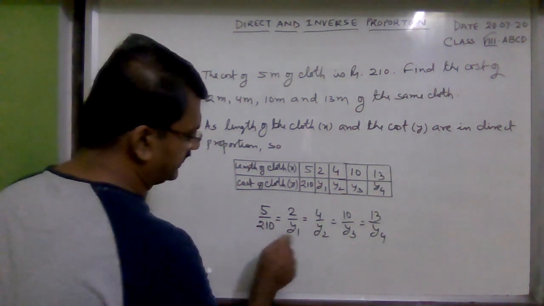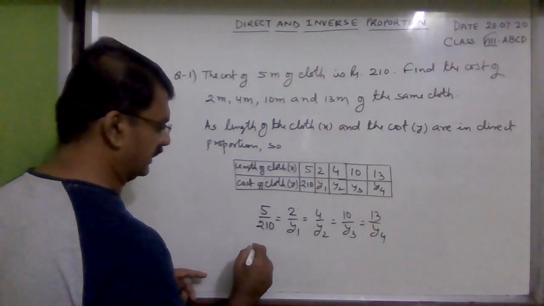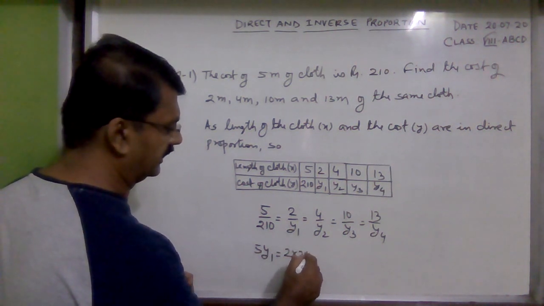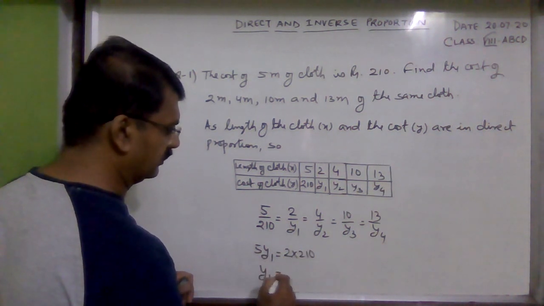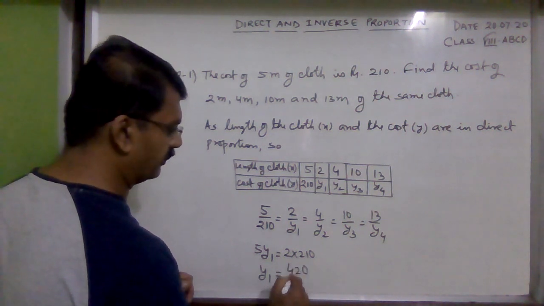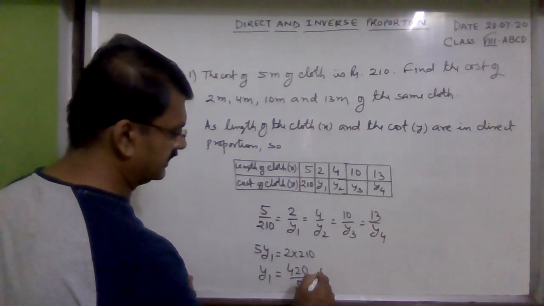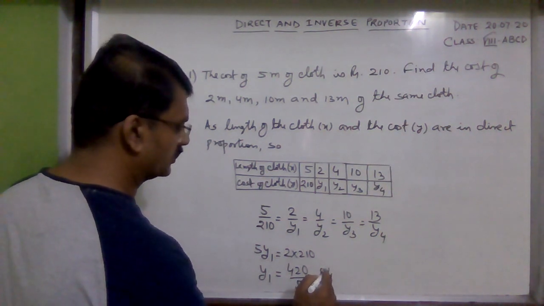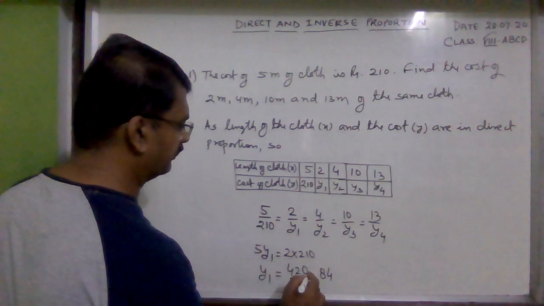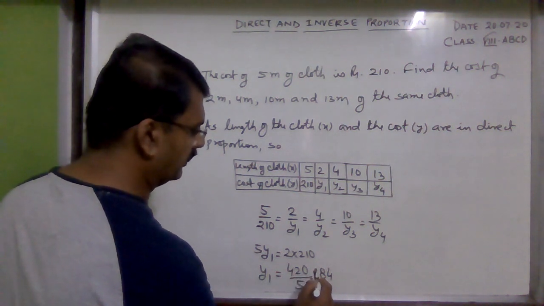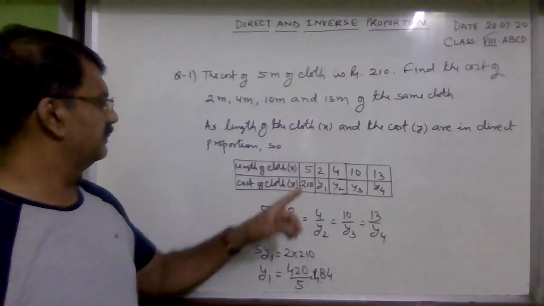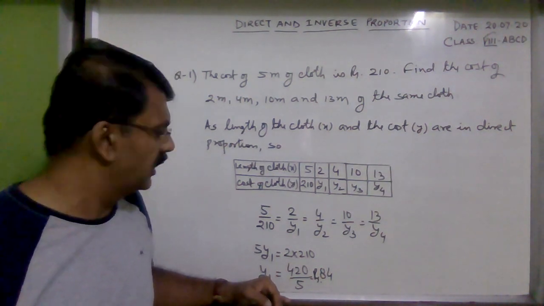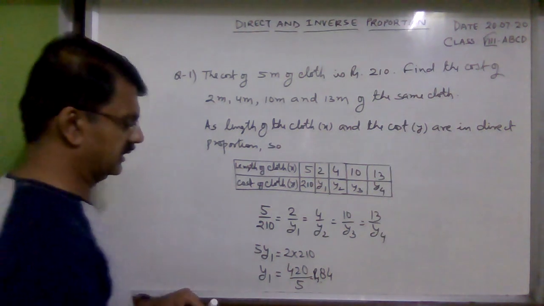Now if you take first and second and you cross multiply, 5y1 is equal to 2 into 210. So y1 will be equal to 420 upon 5, that is 84. So rupees 84 will be the cost of 2 meters of cloth.